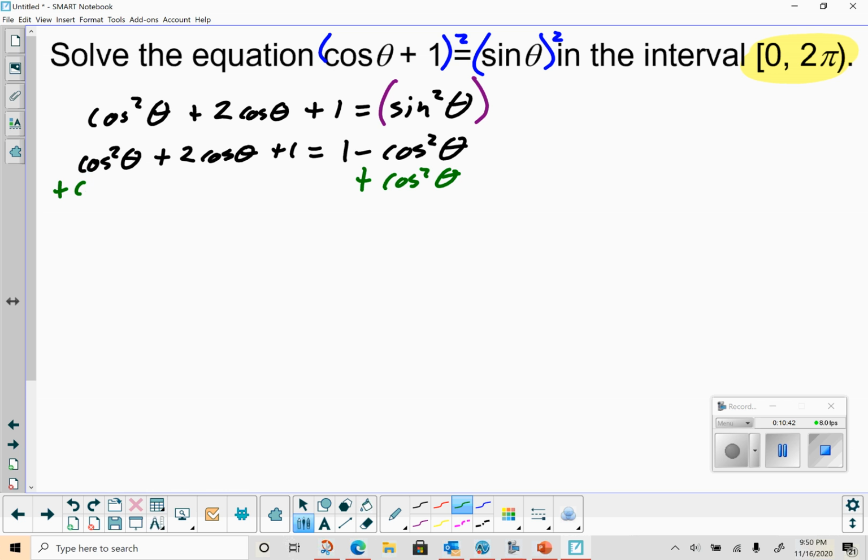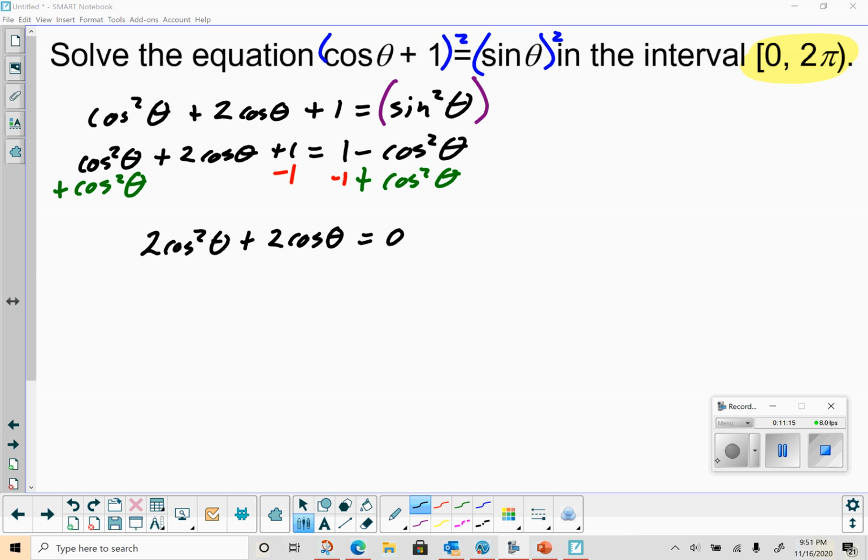No, they don't cancel. I see that mistake so often because people just decide to get a little lazy. Oh, here we got one on this side and a negative on that side. They cancel. No, they don't. Subtract one. All right, so this gives us 2 cosine squared theta plus 2 cosine theta is now equal to 0.